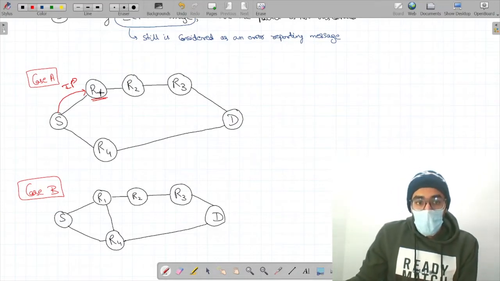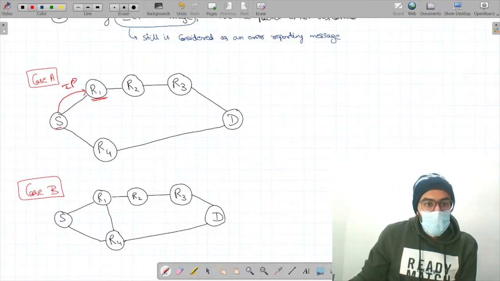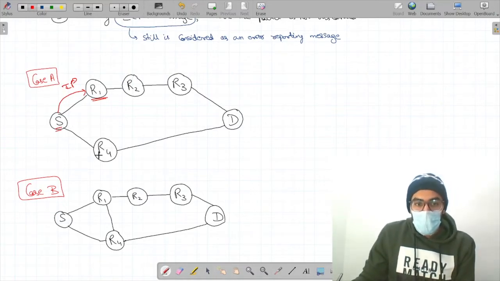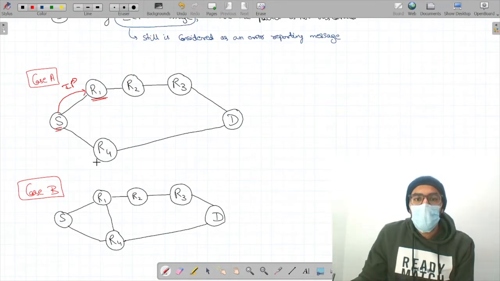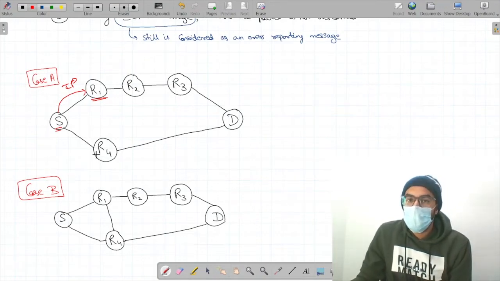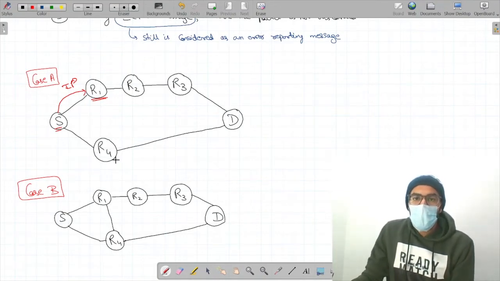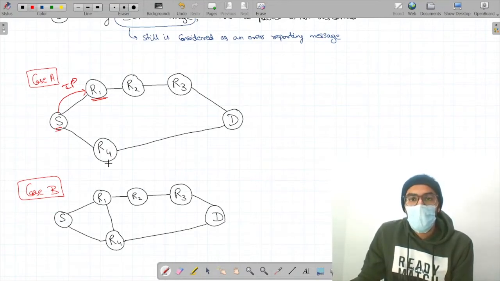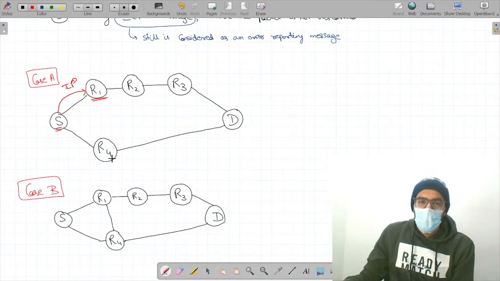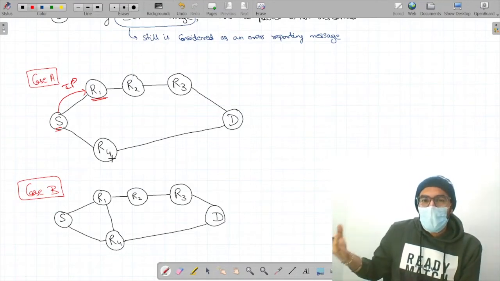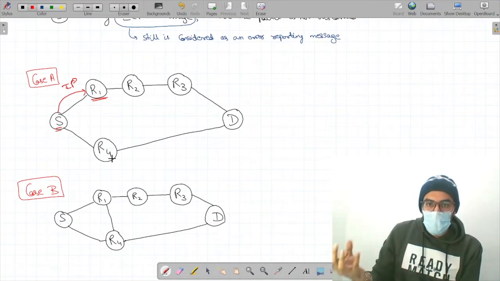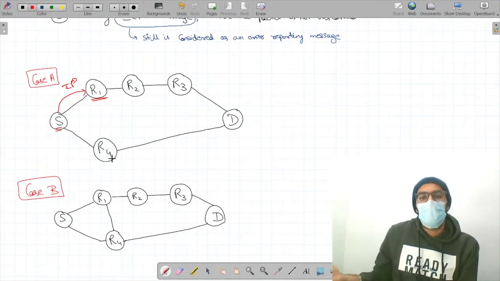The better route would have been if the sender S had sent the IP packet directly to R4. Then it would be cheaper in terms of a lot of things. Cheaper in the sense that it would have taken far fewer resources, and the network congestion would also be very less. There are a lot of other factors based on which I am saying it's cheap, not in the financial way, but on a lot of different factors.